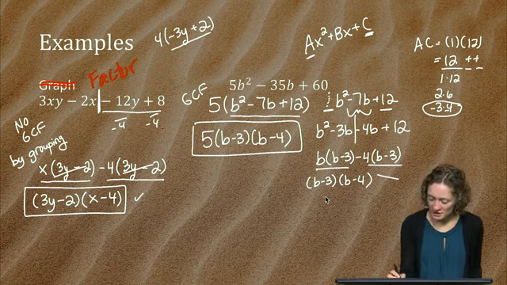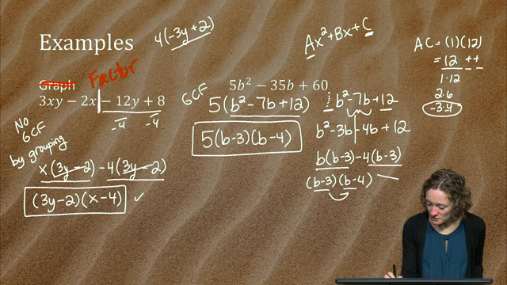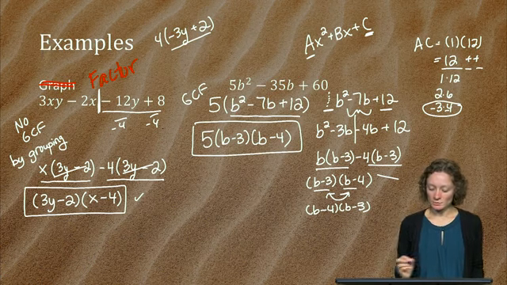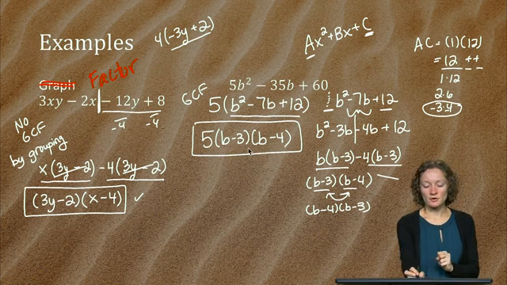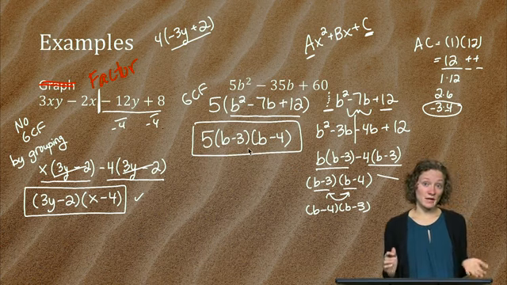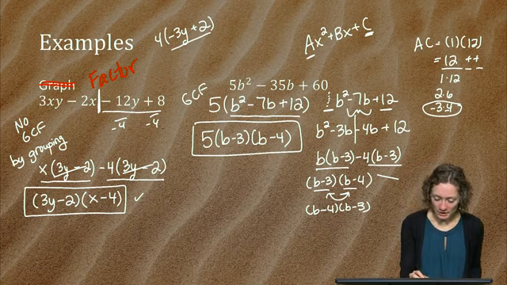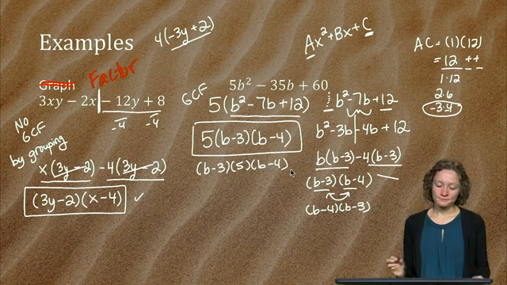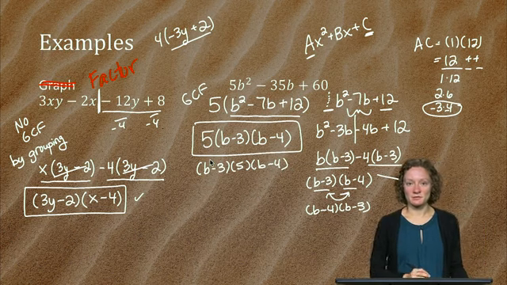And then another question, could these two factors be flip-flopped to say b minus 4 and b minus 3? Absolutely. That's not a problem. The only thing that's standard is to write a greatest common factor in front of any other factors, and truthfully, it's okay if the 5 was in the middle. You could write b minus 3 times 5 times b minus 4, but it's standard just to have that number be in the front.